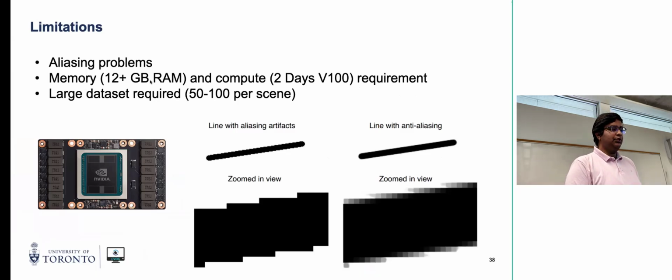Some other issues were memory. It requires a lot of memory, and it also requires 2 days to train and optimize, which is a lot. Then there was also a large requirement of data set where we needed at least 50 to 100 images of each scene to be able to render images which were good enough. Now, most of these problems have had a lot of work done on them, and they're pretty much solved now. So let's take a look at some of the models that solve these problems.